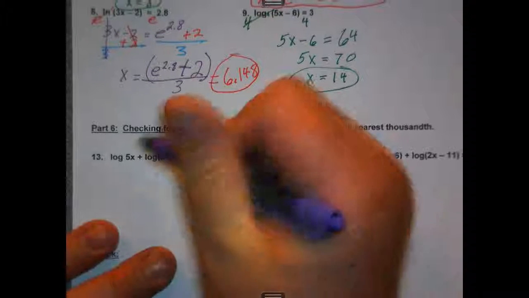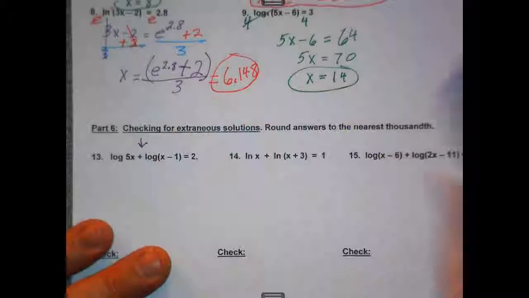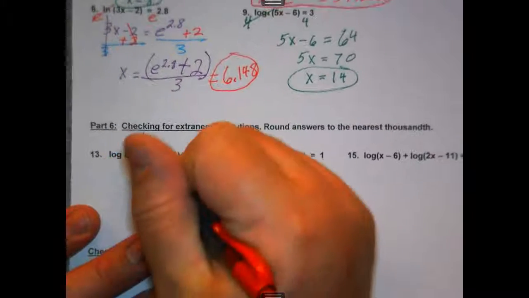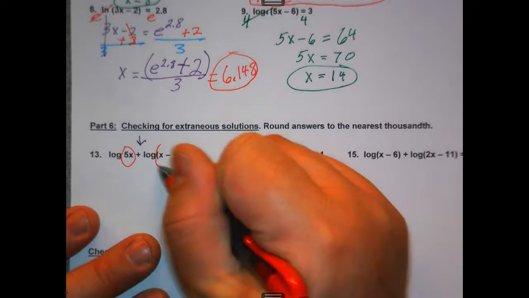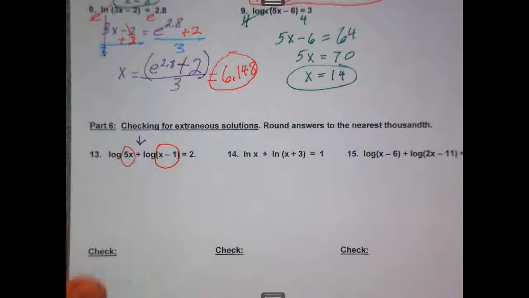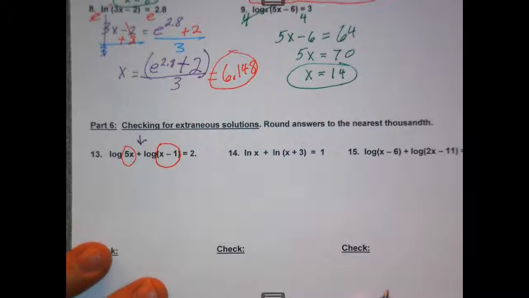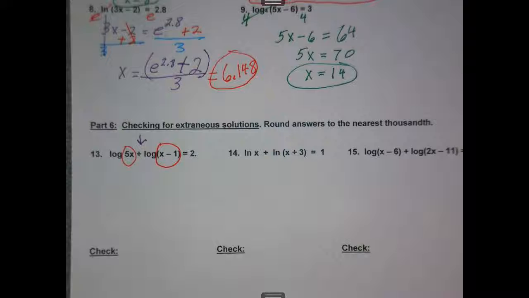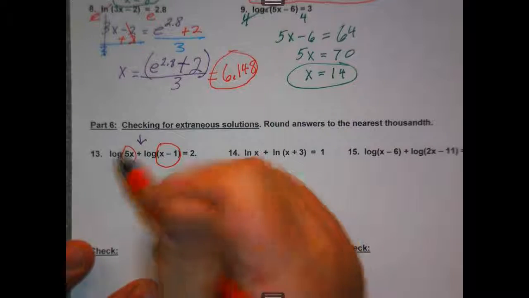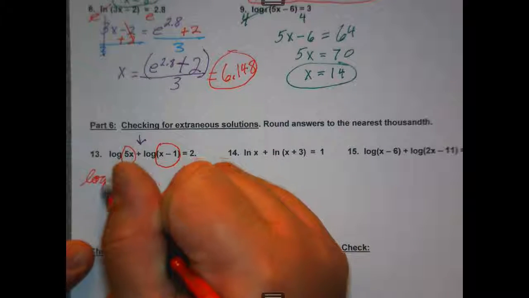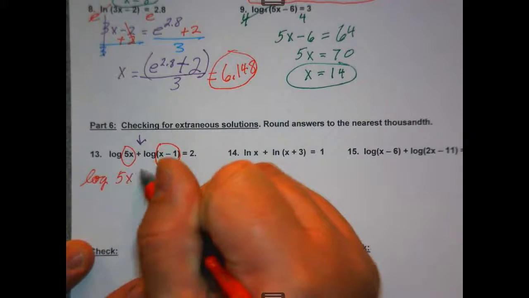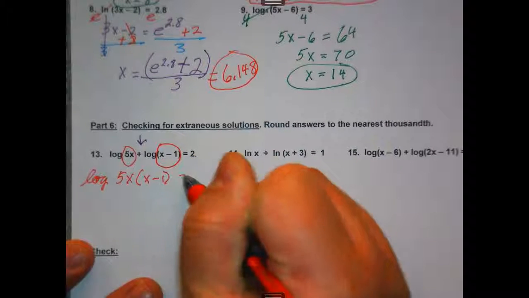Okay, I have a plus sign. What am I going to do with my two numbers, 5x and x minus 1? Plus sign, I'm going to condense this. What am I going to do? Two numbers with a plus sign in between. What am I going to do? That's right, multiplying: 5x times x minus 1 equals 2.